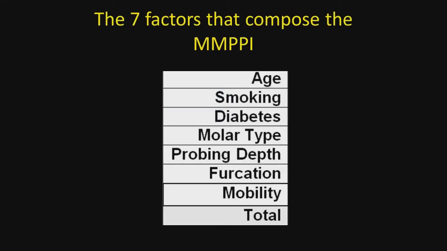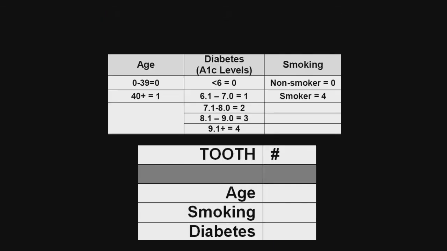if you are interested. We mentioned the 7 factors that compose the MMPPI, or a term we're going to introduce today, the dental report card. And that's age, smoking, diabetes, molar type, probing depth, furcation involvement, mobility, and the total. Now, 3 of these factors, age, diabetes, and smoking, can be taken off the health questionnaire and can be scored by a dental hygienist or a dental assistant before the dentist ever sees the patient.